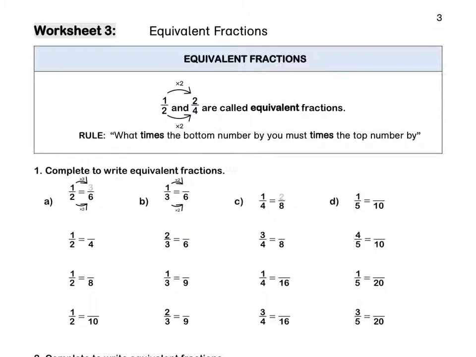1/2 is equal to 3/6. We times the bottom by 3 and the top by 3. For B, 1/3 to get to something over 6, we times 3 times 2, and 1 times 2 is 2. Pause this video to complete question 1 by yourself.